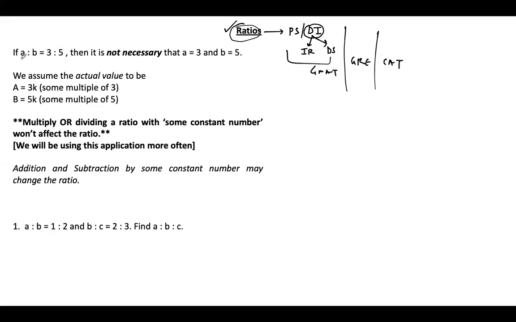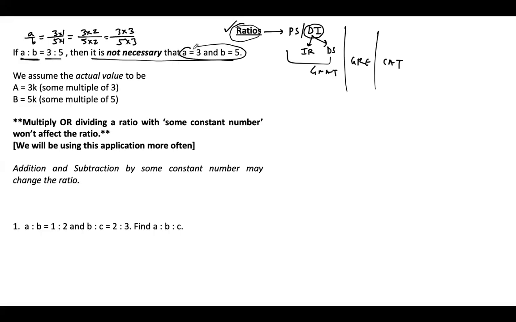When I say A ratio B, I mean to say A by B, I mean to say 3 by 5. If A ratio B is 3 is to 5, then it is not necessary that A is equal to 3 and B is equal to 5. It could be 3 into 1, 5 into 1, 3 into 2, 5 into 2, or anything.